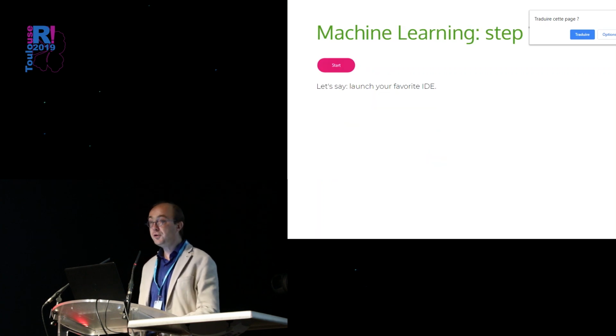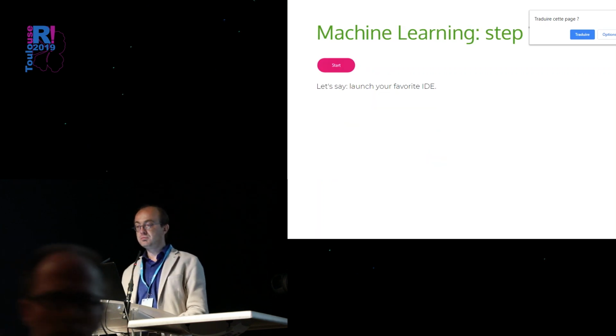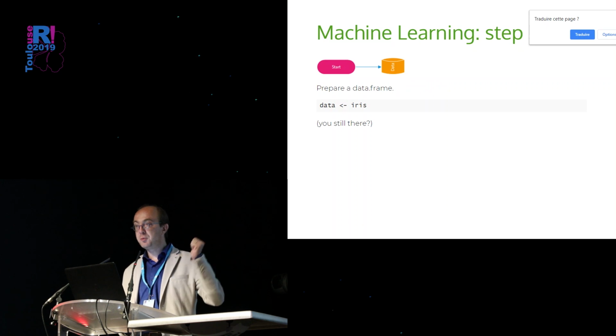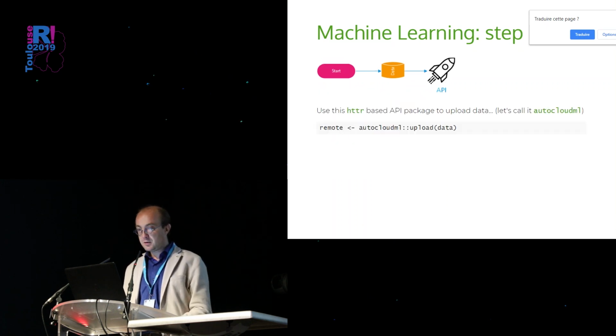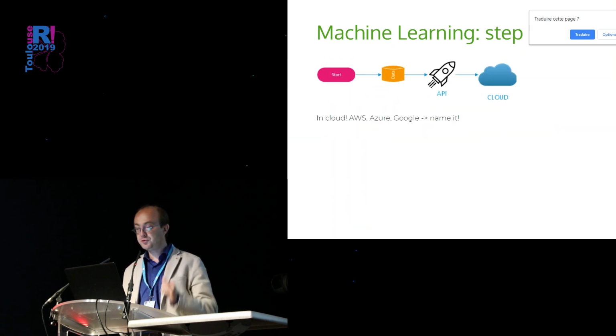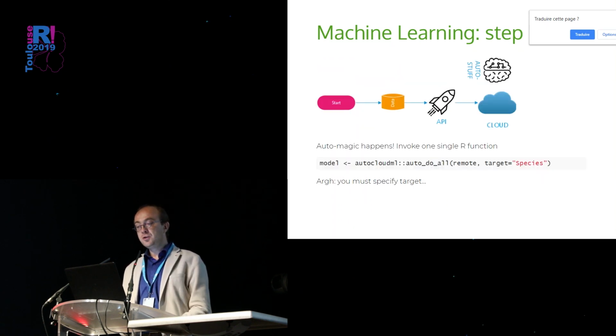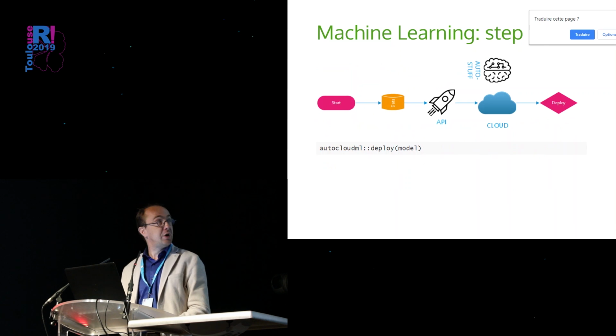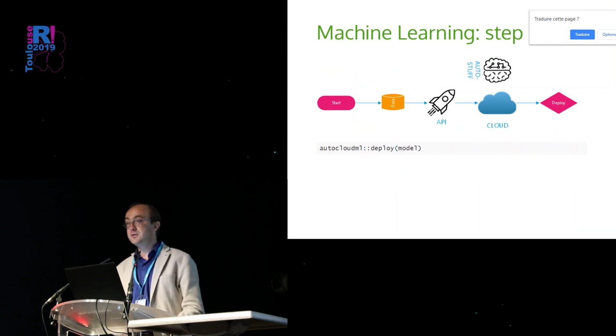So how to create a model? If you are here, you will know. You launch, let's say, RStudio, why not? You load data. It's only a technical slide, all the rest will be commercial. Then you upload your data to the cloud, choose which one, Amazon, Azure, you name it. You invoke your magic function that does everything for you with auto machine learning, and that's it, you deploy. Okay? That's the end of my presentation. I hope you are happy. Does everyone agree?